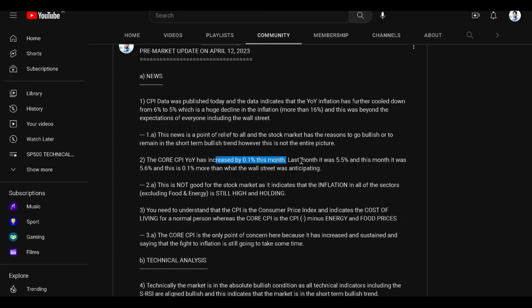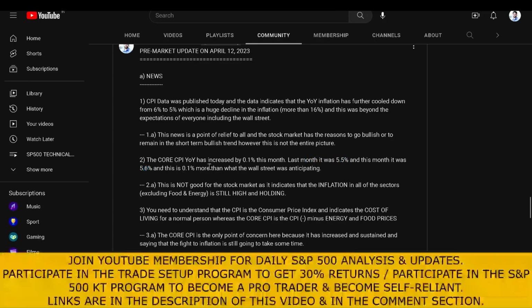And that is actually the real problem why we have not seen a very heavy bullish movement in the US stock market, in the S&P 500, the Dow Jones and other indices. Last month it was 5.5%, and this month it was 5.6%, which is 0.1% more than what Wall Street was anticipating. This is not good for the US stock market, as it indicates that inflation in all sectors, excluding food and energy, is still high and holding.